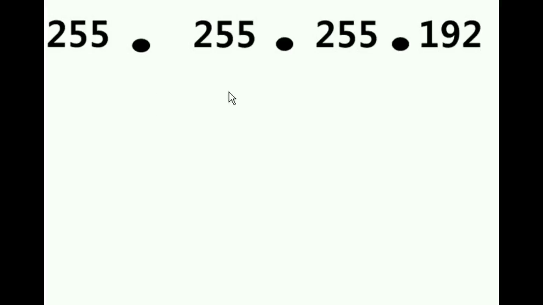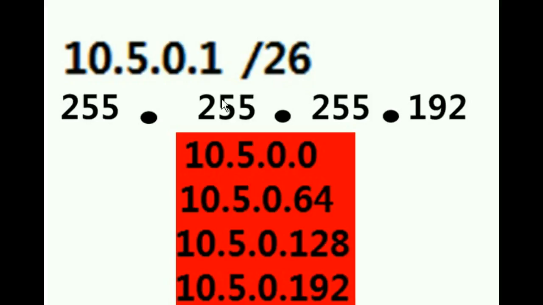So in the previous lesson, we had an address of 10.5.0.1 with a /26 CIDR. And our subnet address was 255.255.255.192. We then calculated these subnet addresses of 10.5.0.0, .64, .128 and .192. But what are the key addresses in each of these subnets? Let's find out right now.